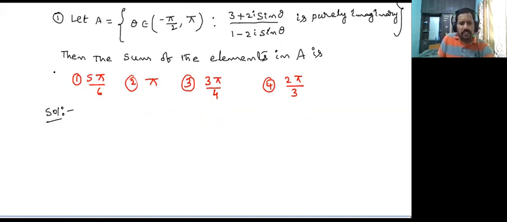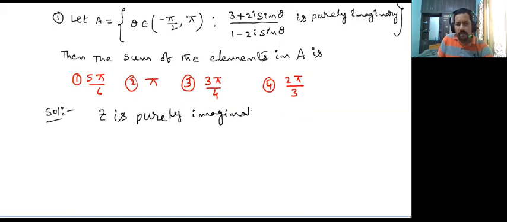So, if Z is purely imaginary means, what is the condition? Z is purely imaginary. So, real part of Z is 0. This is the condition.